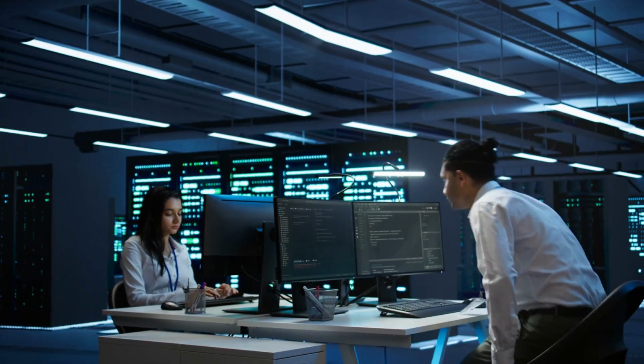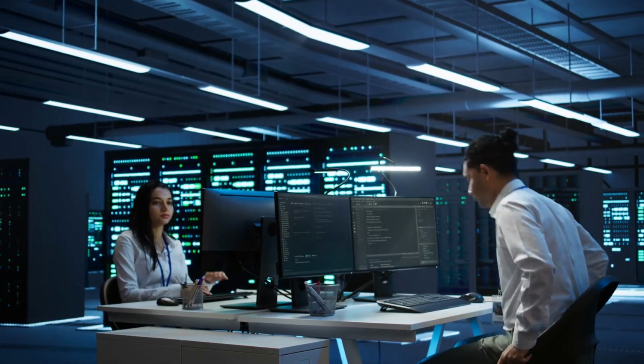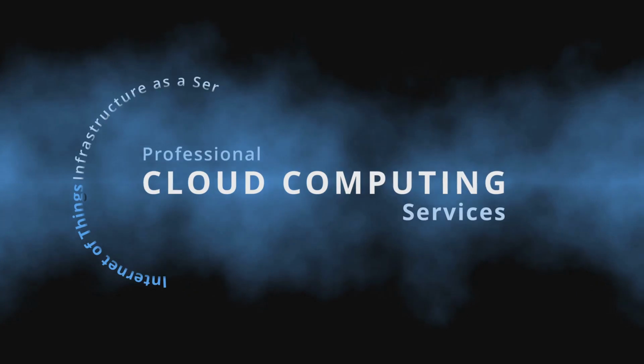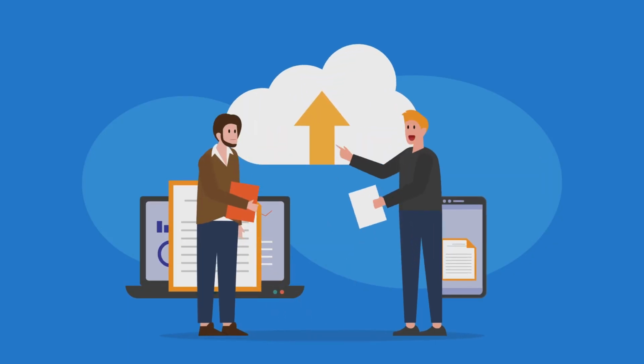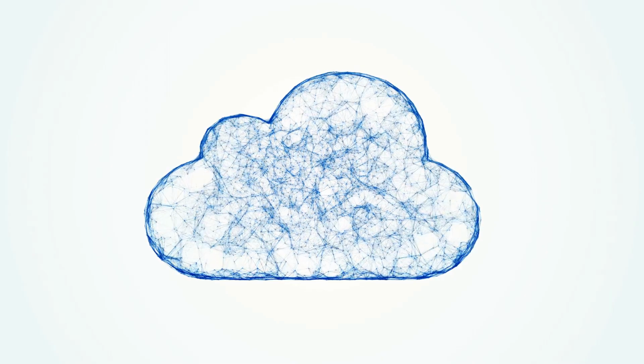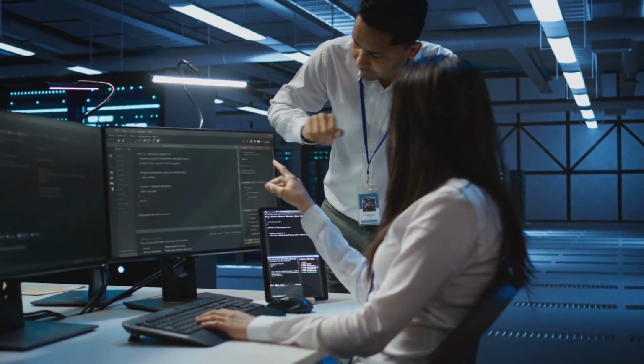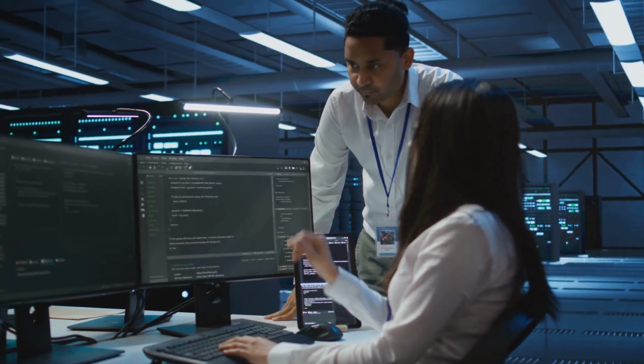The ETL landscape is constantly evolving with new technologies. Cloud-based ETL solutions are becoming increasingly popular. They offer scalability and cost-effectiveness. Amazon Web Services, Google Cloud Platform, and Microsoft Azure are major players in this domain. They provide a wide range of tools and services for building and managing ETL pipelines.